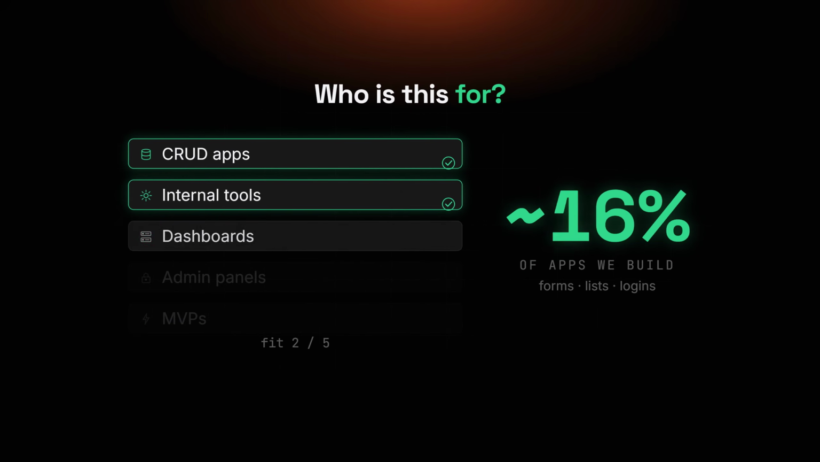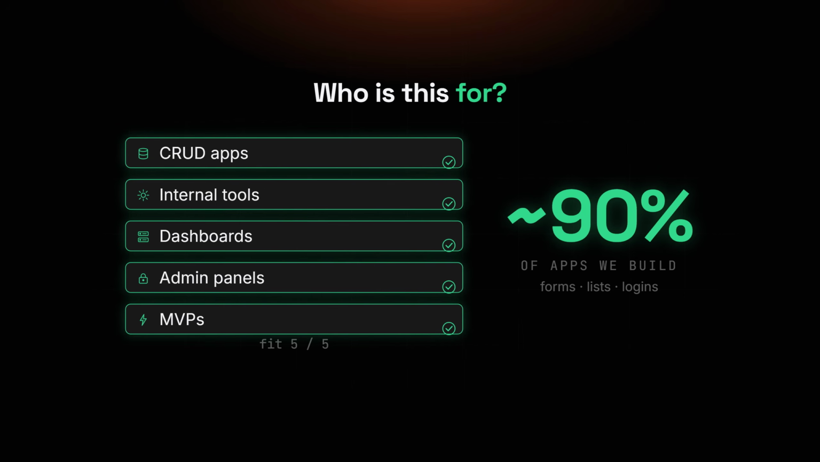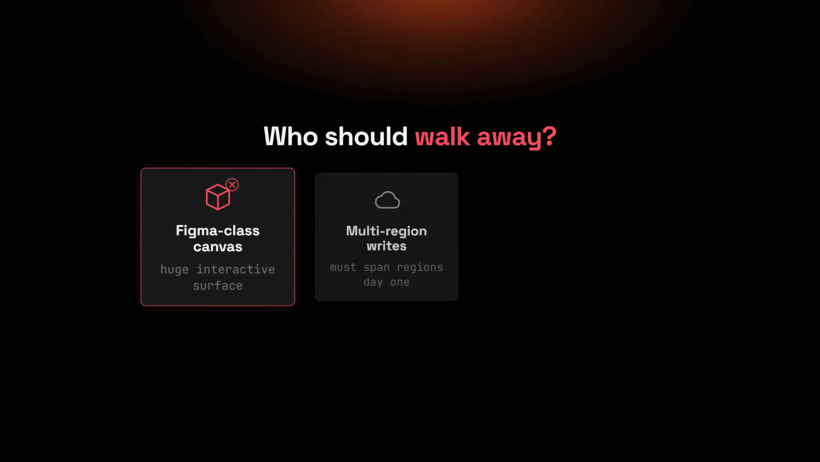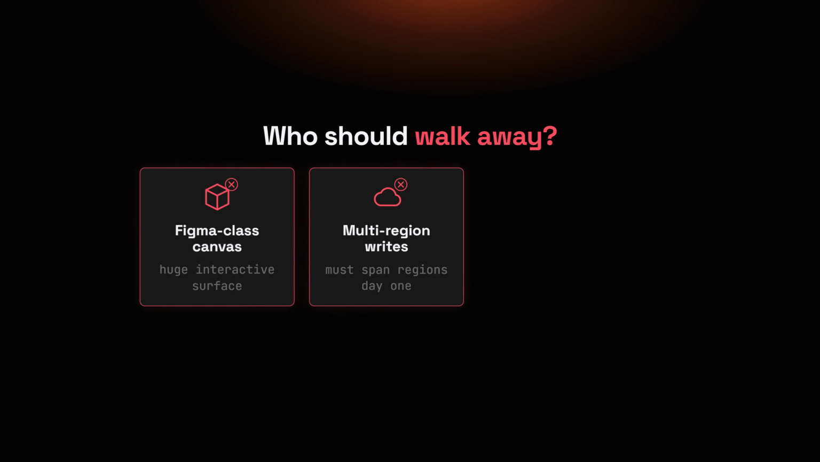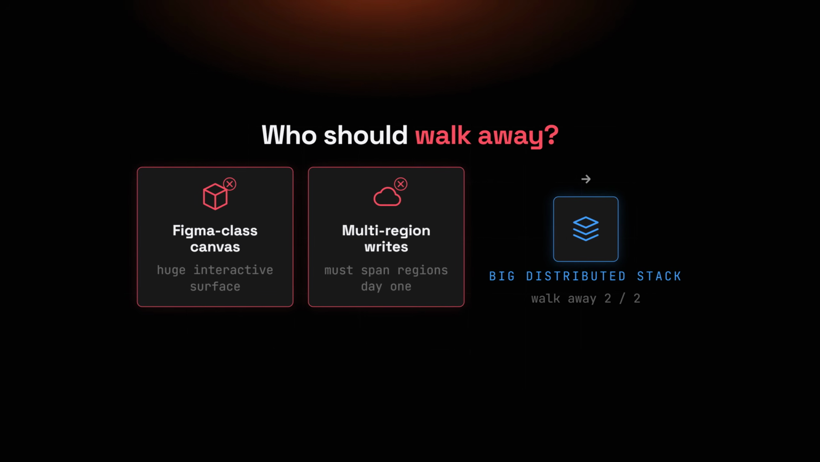So who is this for? CRUD apps, internal tools, dashboards, admin panels, and MVPs, anything that is mostly forms, lists, and logins. And honestly, that describes the majority of the software most of us actually build. Who should walk away? A Figma class app with a huge interactive canvas, or a write-heavy system that has to span regions on day one. Reach for the big distributed stack there. You will genuinely need all those moving parts.